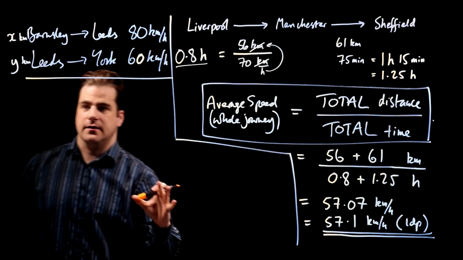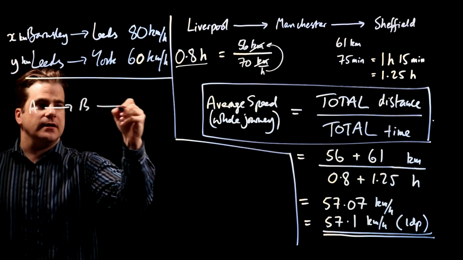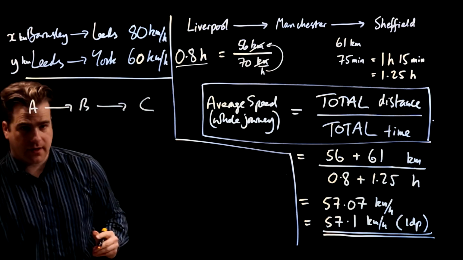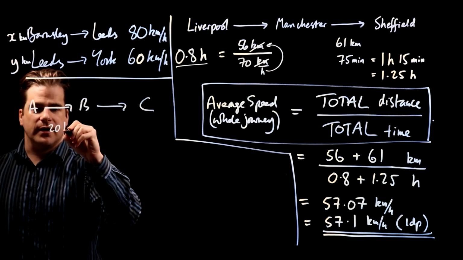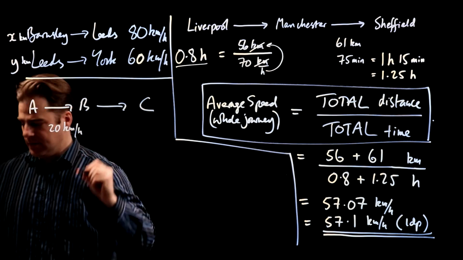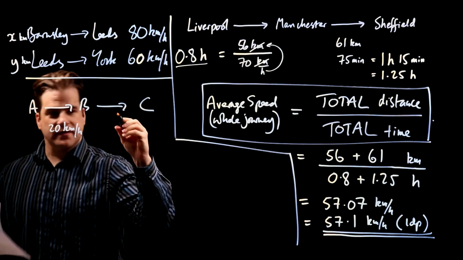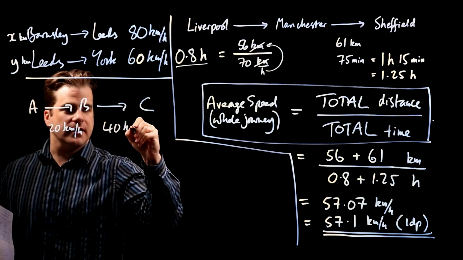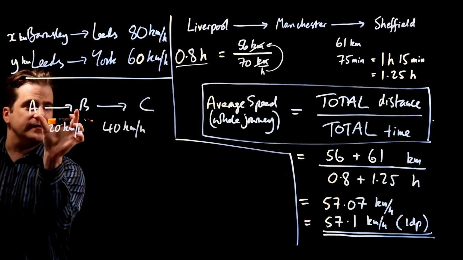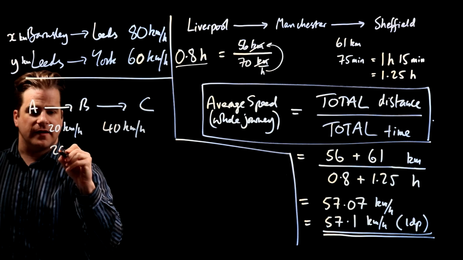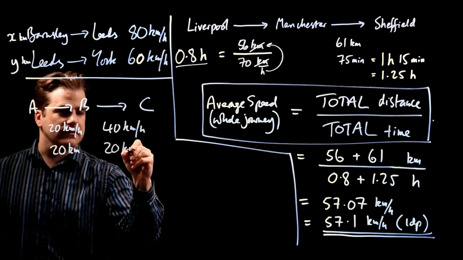So, let's take a journey. We're going from A to B to C, okay? The A to B leg is 20 kilometers per hour. That's the slow leg. The fast leg will do it at 40 kilometers per hour. Now the two distances are the same, okay? Both 20 kilometers.